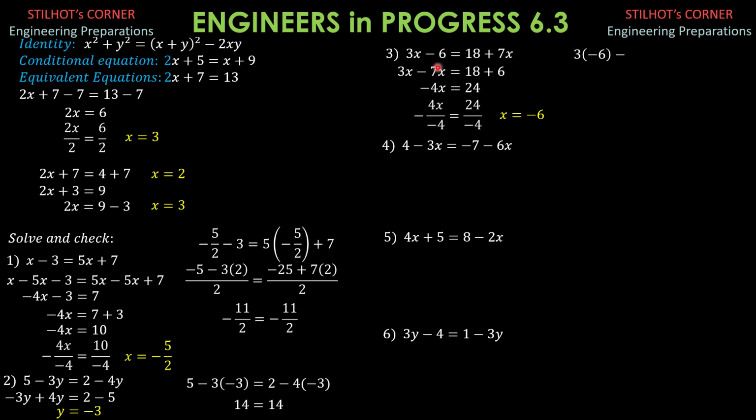And checking: 3 times negative 6 minus 6 equals 18 plus 7 times negative 6. Negative 18 minus 6 is negative 24. The right side is 18 minus 42, which is also negative 24. So that checks our solution. So x is negative 6. So it is validated. Then we have to transpose negative 6x to the left, 4 to the right. So this becomes negative 3x plus 6x equals negative 7 minus 4.